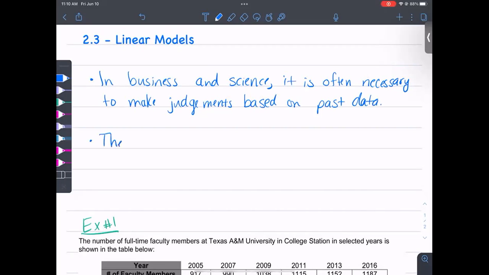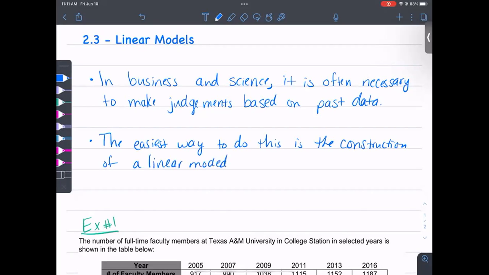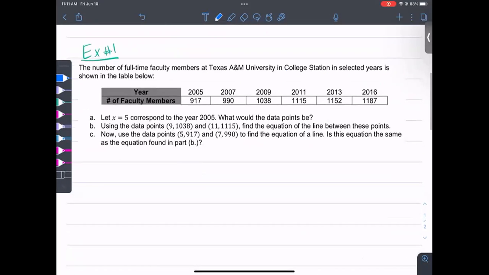So the easiest way to do this is the construction of a linear model using at least 2 data points. So the more data points you use, the better, but at least 2 are required for this method. The rest of our lesson is going to center around this word problem.